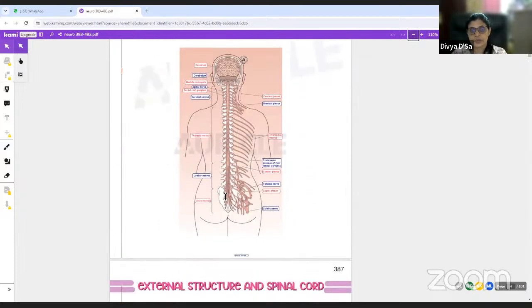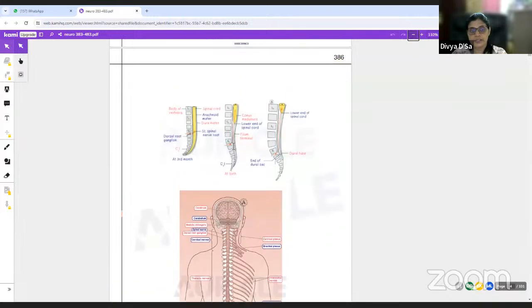This tapering end portion we call the conus medullaris, and this thin part is the filum terminale.